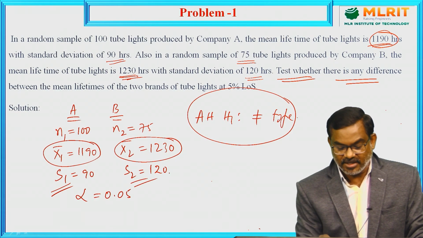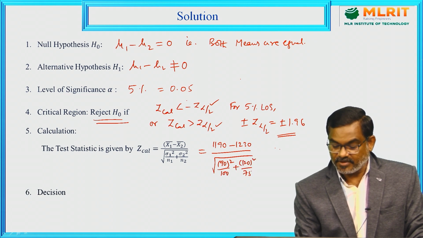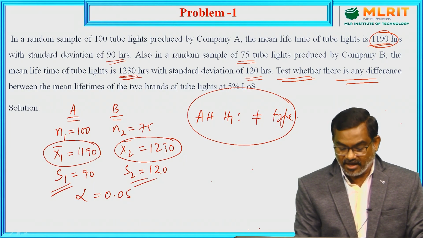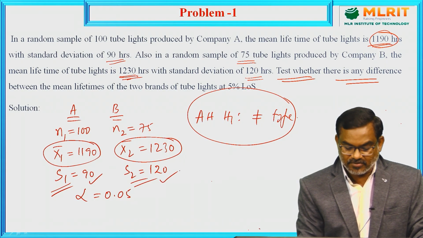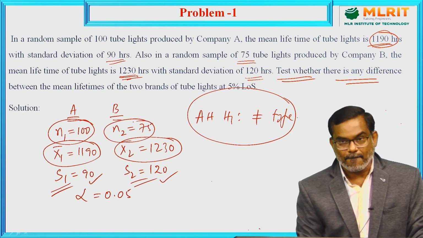S1 is 90, S2 is 120. So, 90 whole square by 100 plus 120 whole square by 75. So, here the data is S1 is 90, S2 is 120. The size of the first sample is 100 and the second sample is 75.